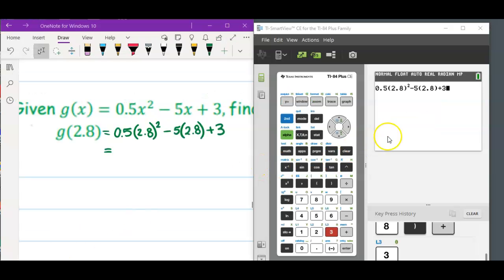As you can see, I've opened up my calculator. I've typed it in just exactly as I have it written on my paper. My answer is negative 7.08.